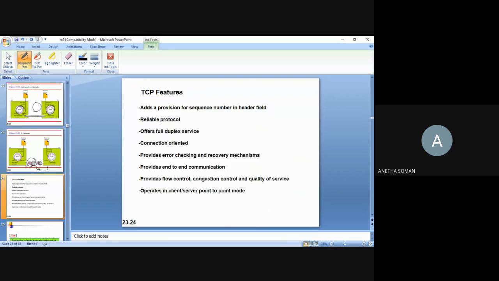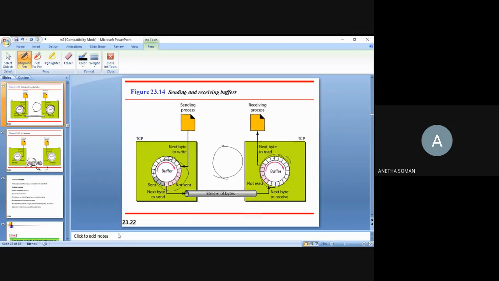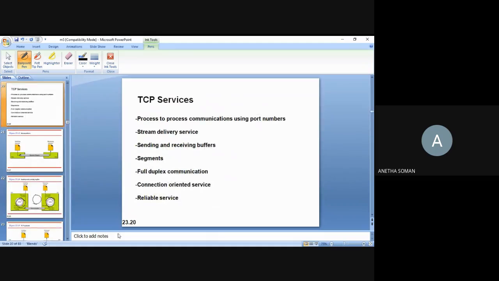Now the other one is full duplex communication. You know what full duplex communication is, right? Now what is full duplex communication? Can anybody tell?